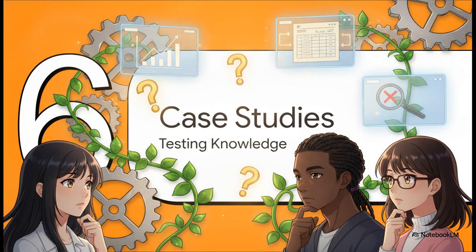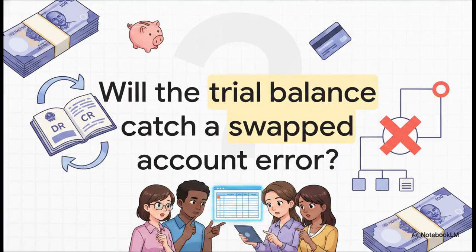All right, class, we are at Section 6. You've absorbed a lot of theory today, so now it's time to test your knowledge with some real-world case studies. Imagine this scenario. You go to the bank, you withdraw 50 million dong in cash, and you bring it back to the office. The correct entry is a debit to cash 111 and a credit to bank 112.